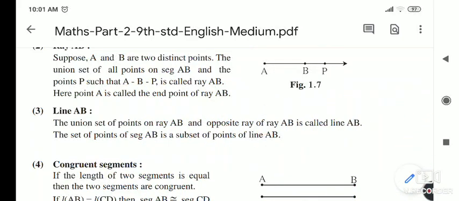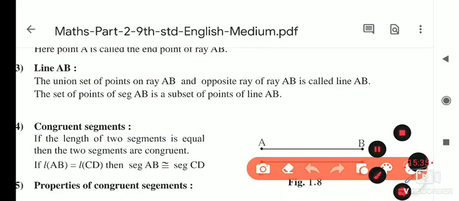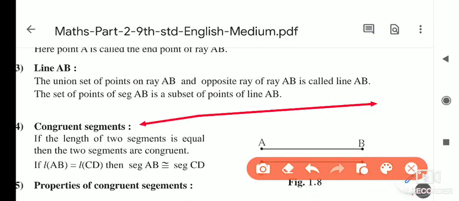Understood? Now next we will see the line. Just now I told you, a line never ends. We can extend it on both sides. And if you see here, you will notice that arrows are given on both sides.